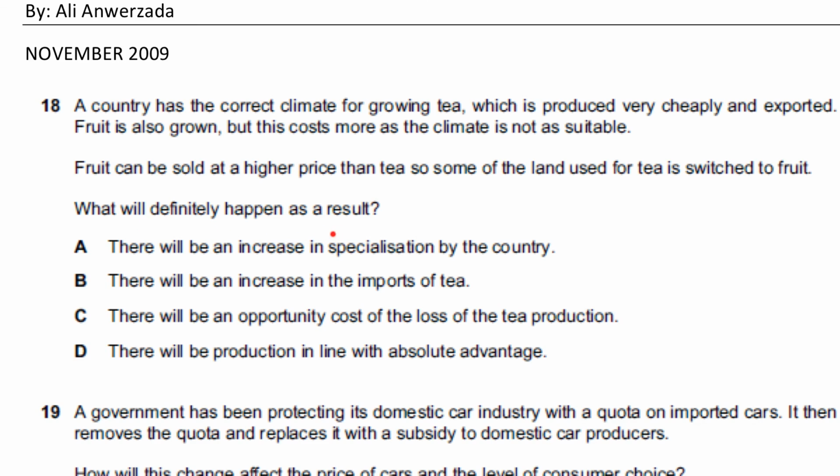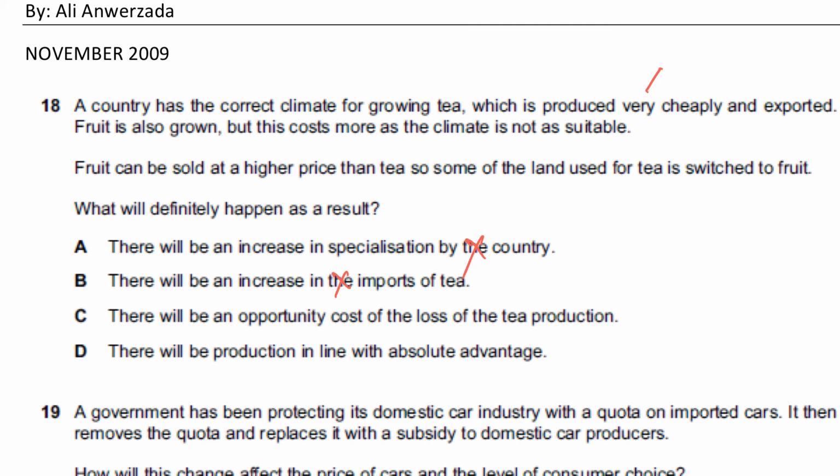What will definitely happen as a result? There can be an increase in specialization. Well, specialization is not happening here. In fact, diversification is happening. So A is wrong. B says there will be an increase in imports of tea. Well, it isn't really happening because now they are exporting tea, and it doesn't provide any information about whether the import of tea would happen.